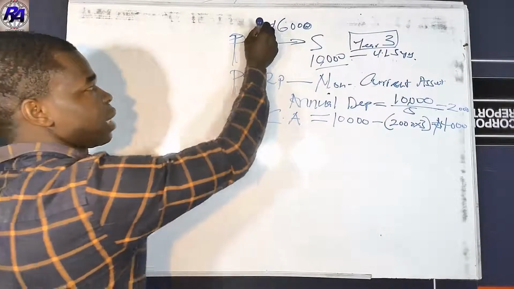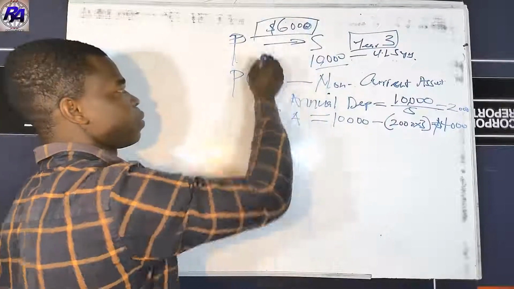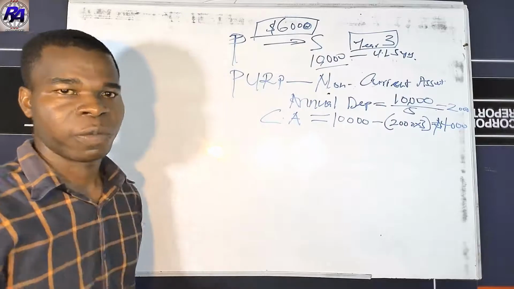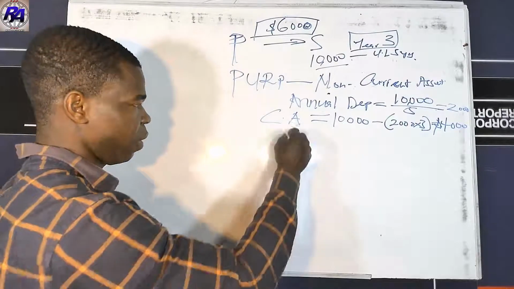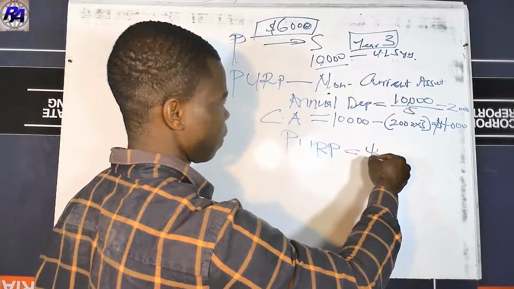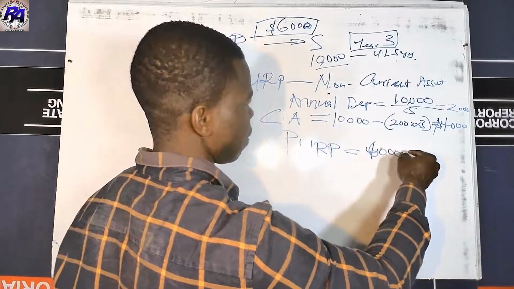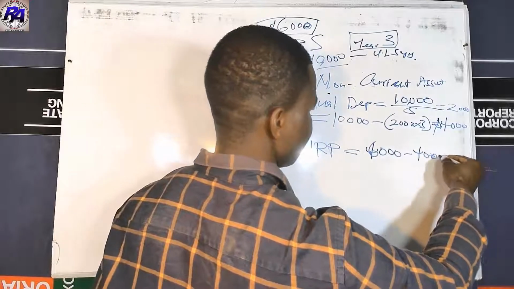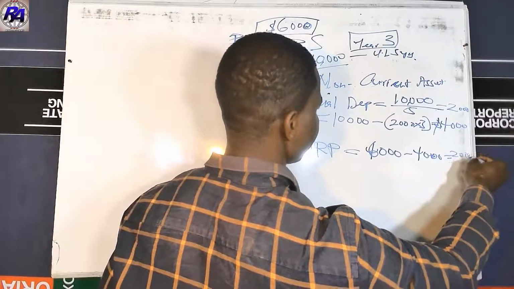But look at the amount P has sold the item to X. That means there is an issue of unrealized profit there. So the provision for unrealized profit in that regard is going to be the 6,000 minus the 4,000, which will give us 2,000.